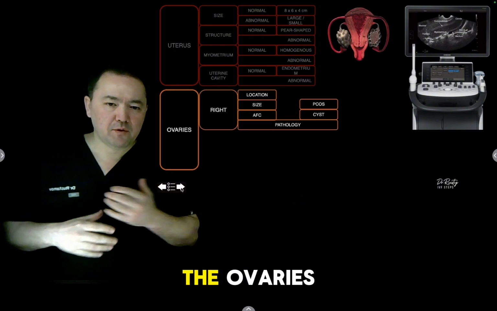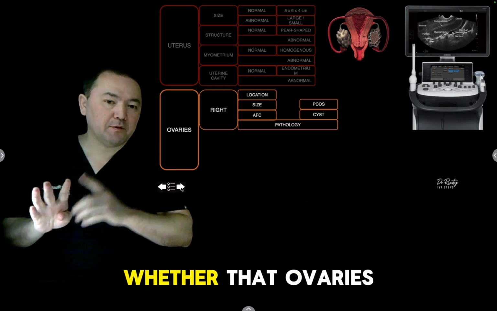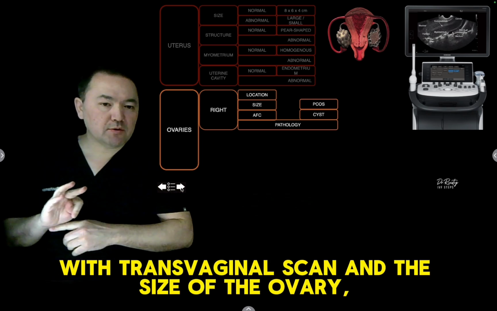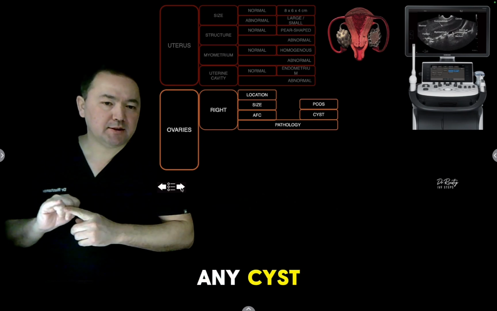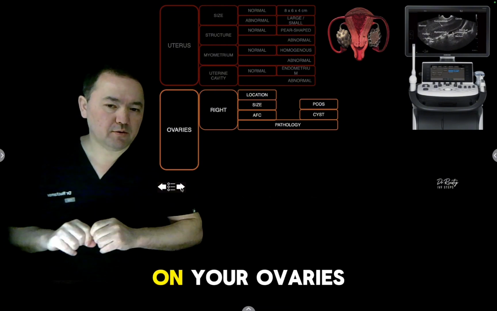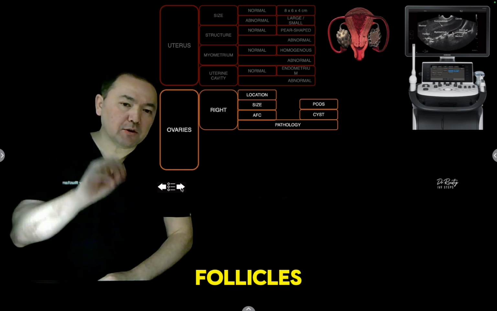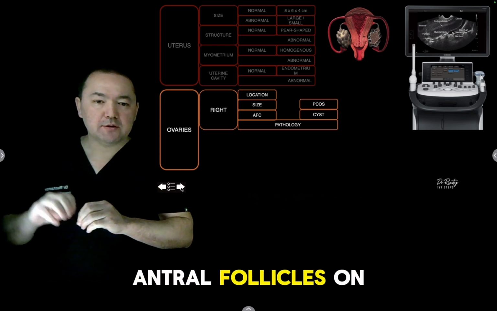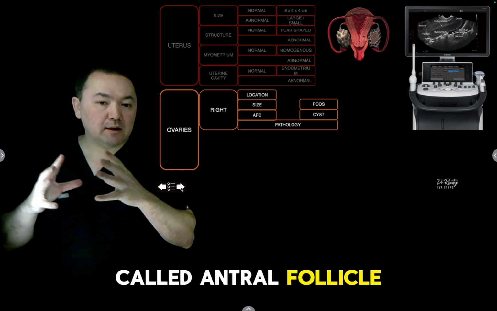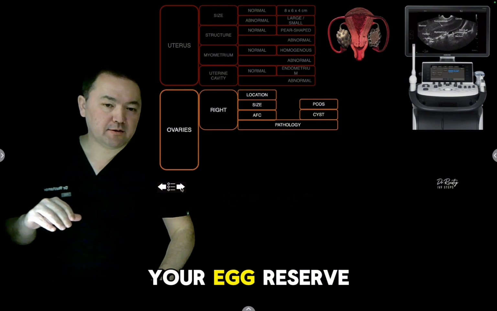Then they move on to one of the ovaries, and they systematically report on the location of the ovary, whether that ovary is easily accessible with a transvaginal scan, and the size of the ovary, features of PCOS, if there's any cyst, and most importantly, they need to count how many antral follicles you have on your ovaries. Any follicle measuring less than 1 centimeter is called an antral follicle. When you count the number of antral follicles on the right and left together, that's called antral follicle count. It's exactly the same as AMH. It's a very reliable marker of your egg reserve.